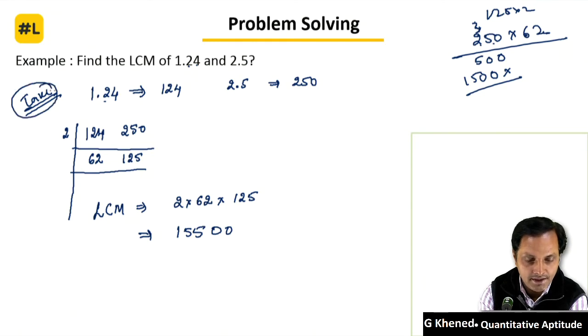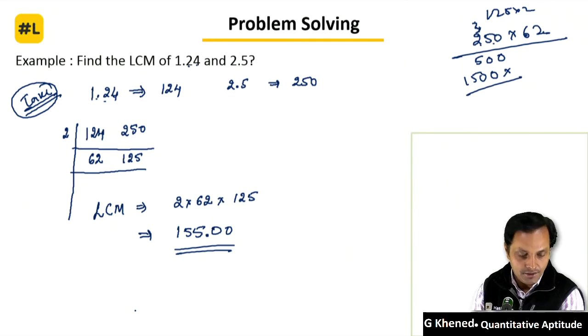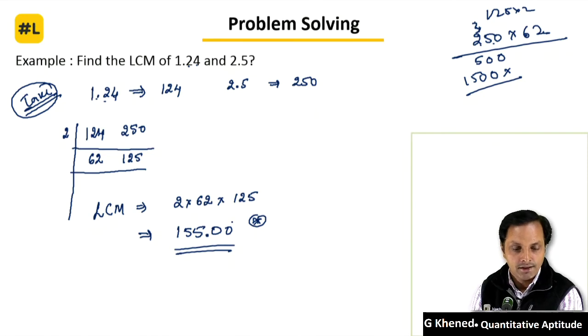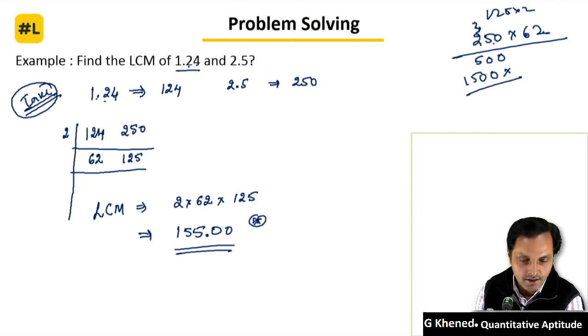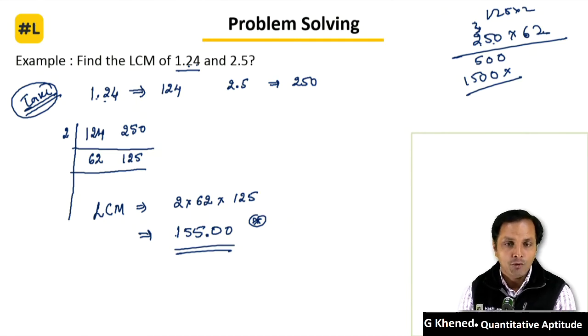Attention students, since we have shifted the decimal by 2 positions, you have to shift it back by 2 positions in your LCM. 155 is the LCM of 1.24 and 2.5. You should never forget to skip 2 decimals, because that is what you followed in the initial case. Instead of 1.24 you took 124, skipping 2 decimals. Therefore come back and skip 2 decimals here. 155 is the LCM.